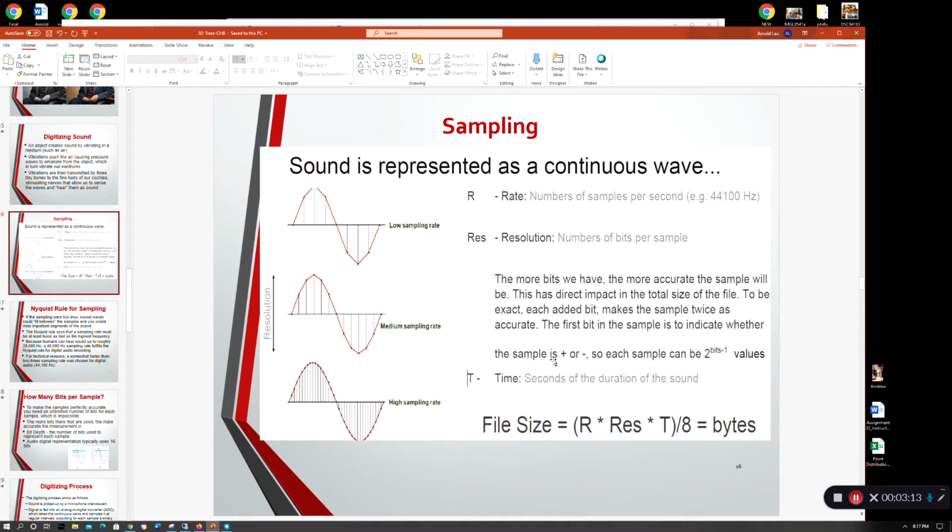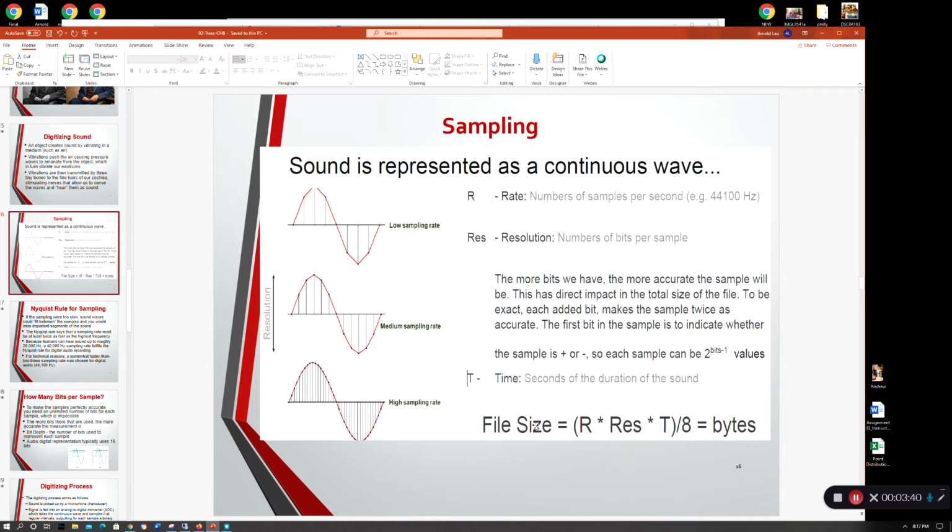Okay, so there's like this formula here. So you can see here the rate, the resolution, okay, and then the time. Okay, so you're going to have the rate times the resolution over time, and you divide it by 8. Okay, so that's your bits, bytes, and then that translates into your file size.